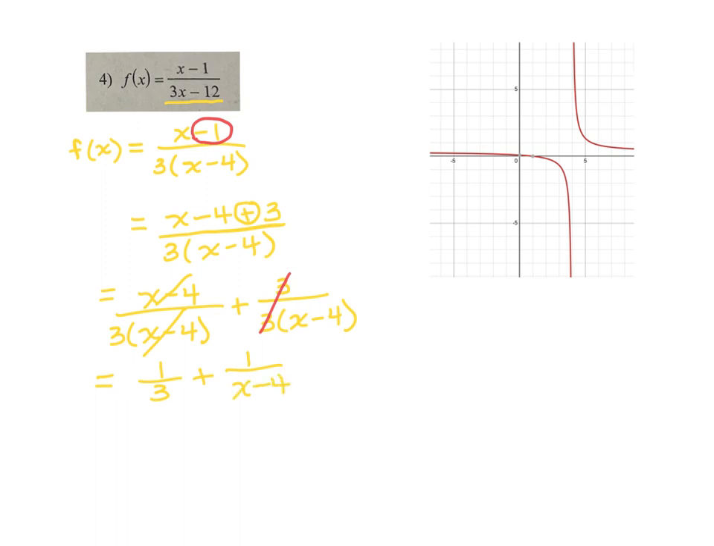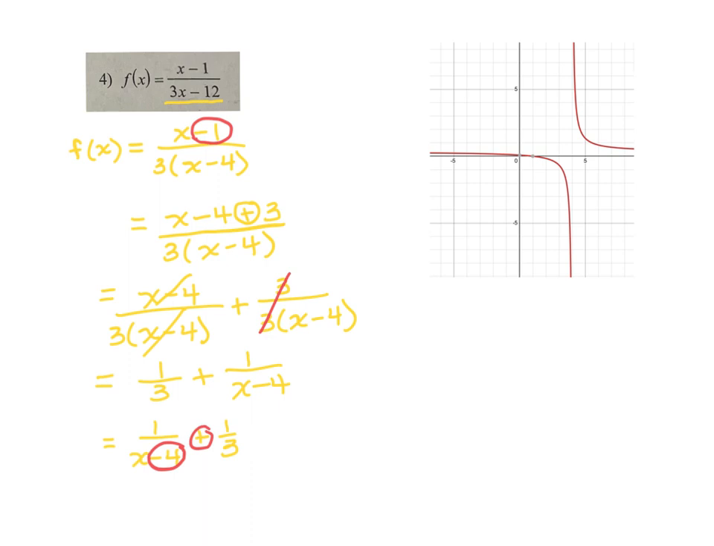So if you take a look at this now, this is in transformation form. I'm just going to rewrite it one more time as 1 over x minus 4 and then plus 1/3. So basically, this has been transformed because it's been shifted 4 to the right and then up 1/3.